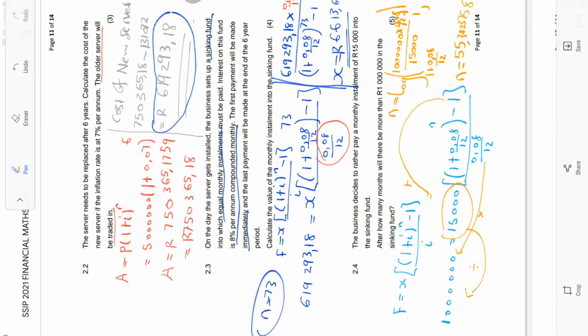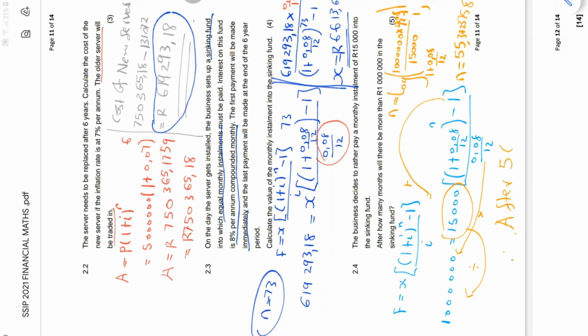So it will take 55 months and some days in order for the account to have a million. Remember, the question is asking after how many months will there be more than a million. So that means it will be therefore after 56 months. After 56 months, we'll have more than a million into the account.